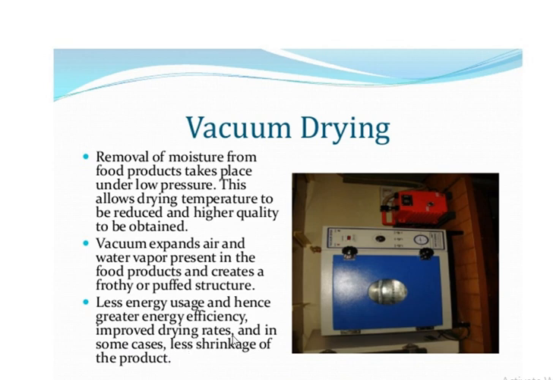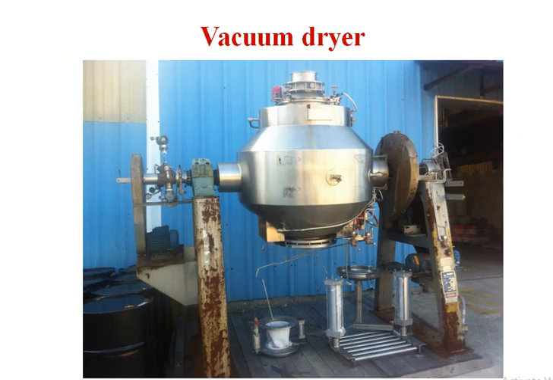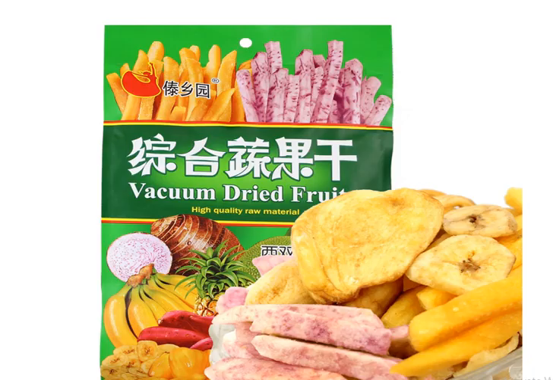These are the advantages of using vacuum drying, and this is called the vacuum dryer. This is also one type of vacuum dryer. All fruits can be dried using this type of vacuum dryer. High quality vacuum dried fruits are available in the market by using this type of dryer.